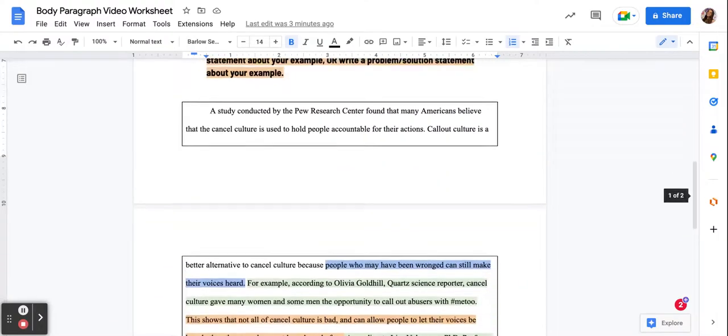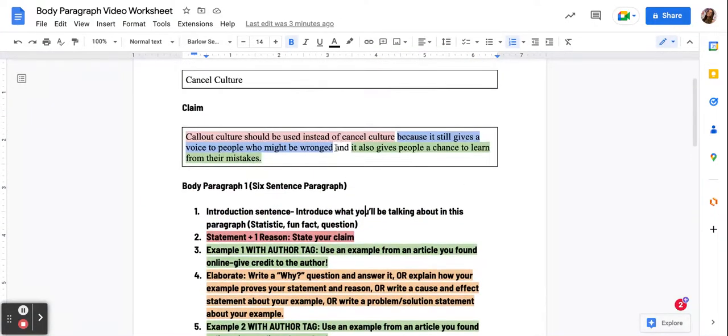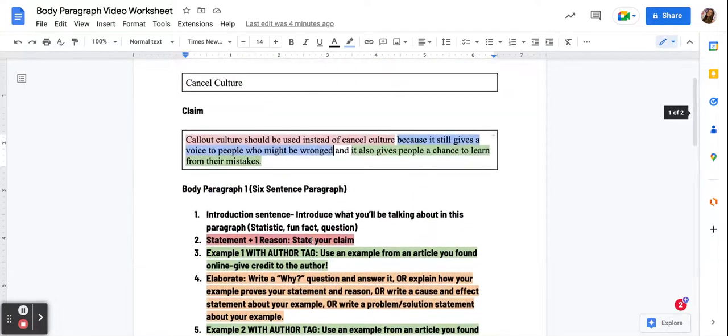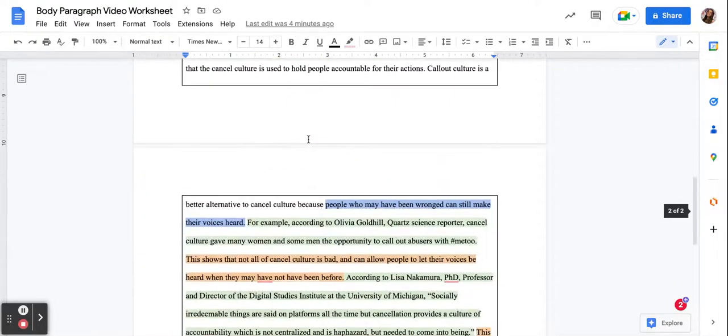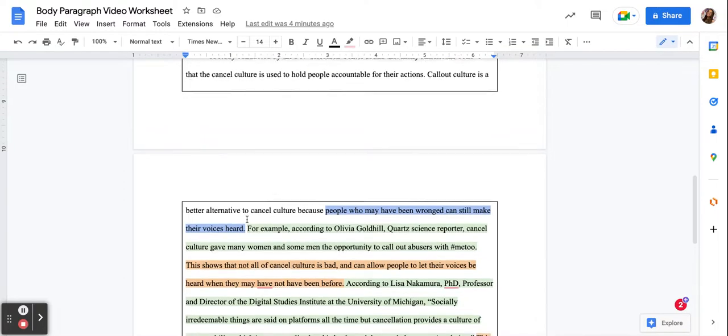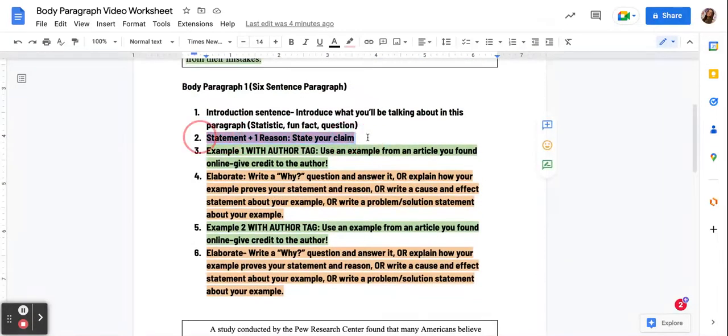All right, moving on to the next sentence. The next sentence is literally just your claim. Yours is handwritten, not typed, but I literally want you to write your statement and your first reason from your claim. So for me, that would be pink and blue. And notice I have it written right here. Call out culture is a better alternative to cancel culture. That is exactly what is in my pink. Because people who have been wrong can still make their voices heard, period. So go ahead and write your second sentence, which is your statement plus your first reason.